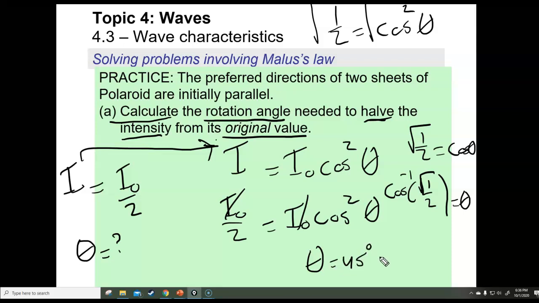Now, if you think about it, that should make complete sense, because at 90 degrees, the intensity would be 0. At 0 degrees, it would all get through. So it probably makes sense to you that, if the angle is 45, that's halfway between 0 and 90 degrees, half of the intensity would get through. Okay, so maybe some common sense there. Pause it there if you need to look at that.